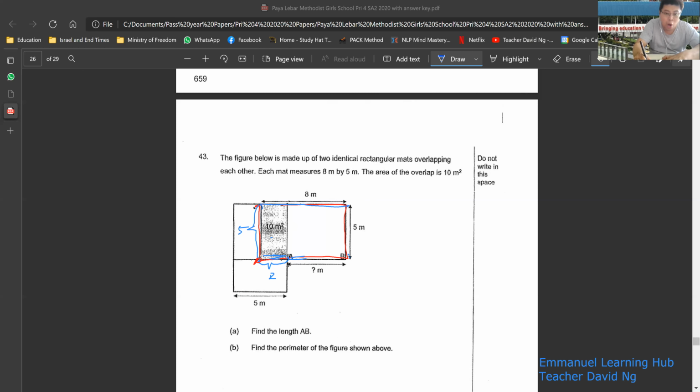Can you tell me from this point to this point is how many? It's 8. Then from here to here is 2. From here to here is 8, from here to here is 2. So AB will be how long? Logical deduction. AB will be how long?